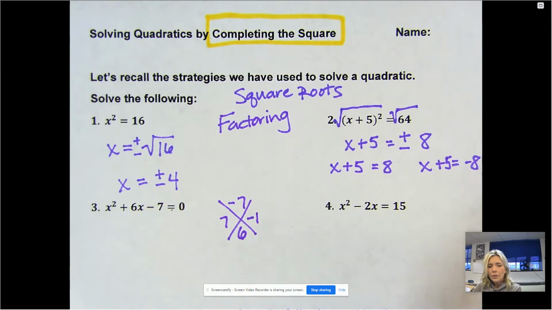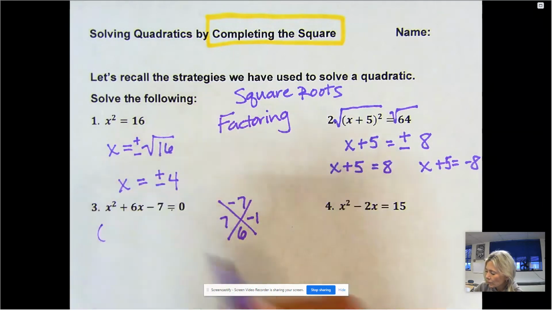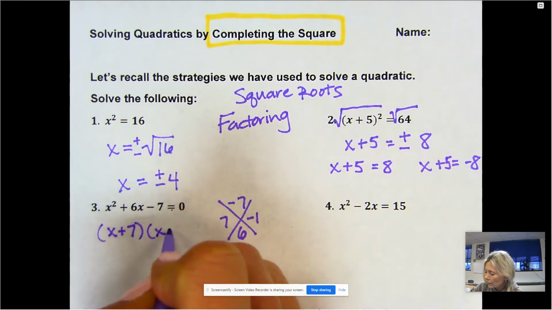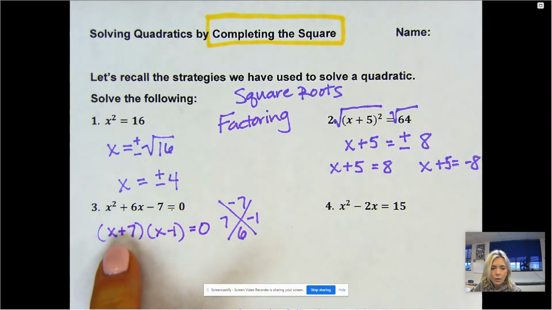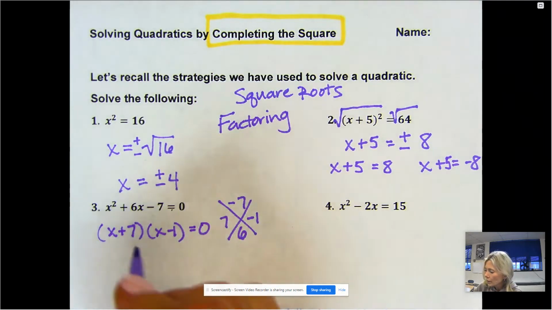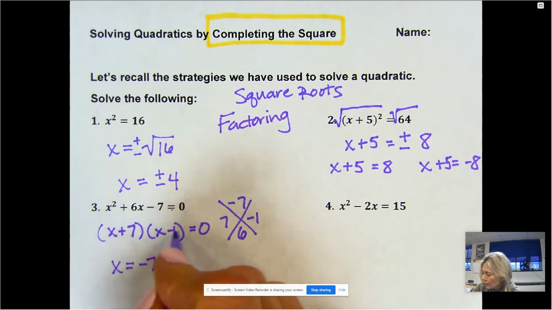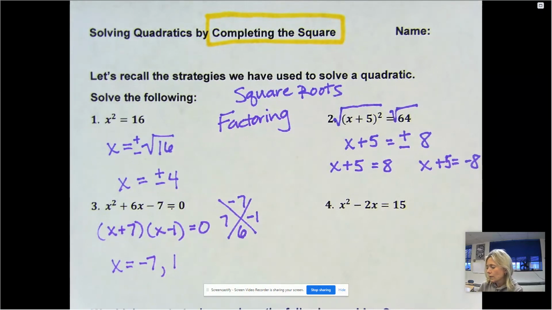And so then we would write that x squared plus 6x minus 7 in factored form: x plus 7 times x minus 1 is equal to 0. And then we would solve: what would make x plus 7 equal 0? What would make x minus 1 equal 0? For x plus 7, a negative 7 would make that 0. And for x minus 1, a positive 1 would make that 0. So it has solutions negative 7 and positive 1. And again, we could find that by factoring.